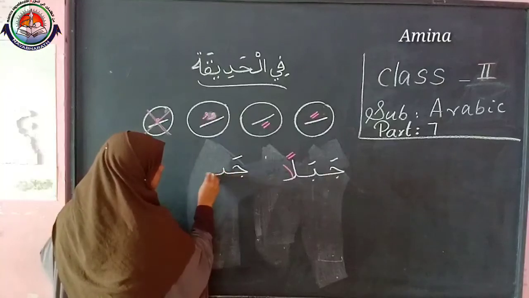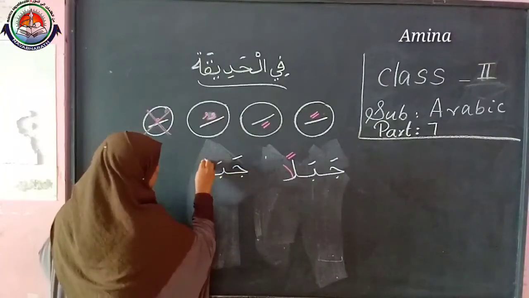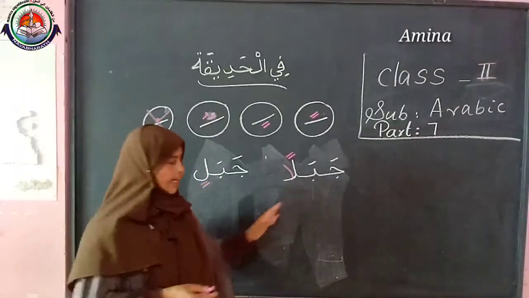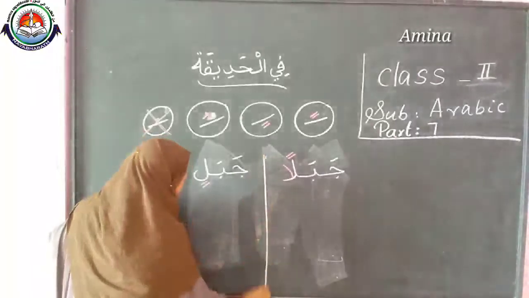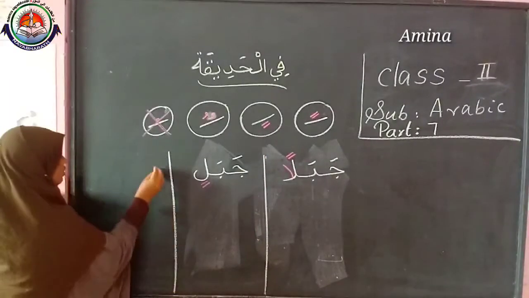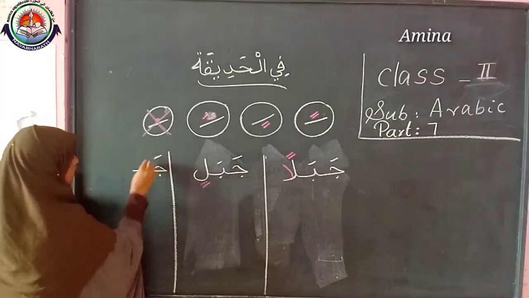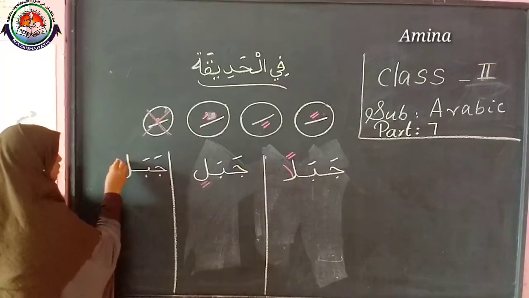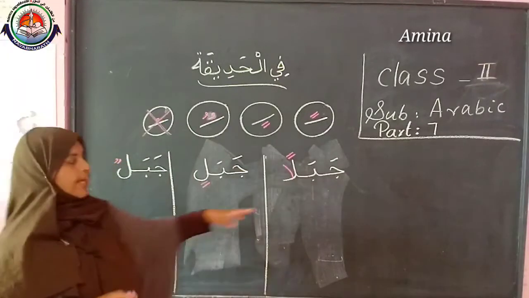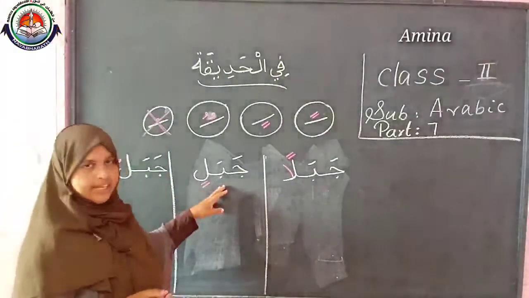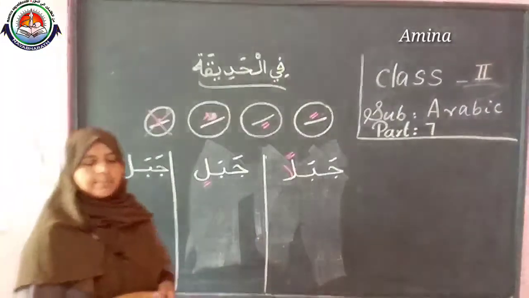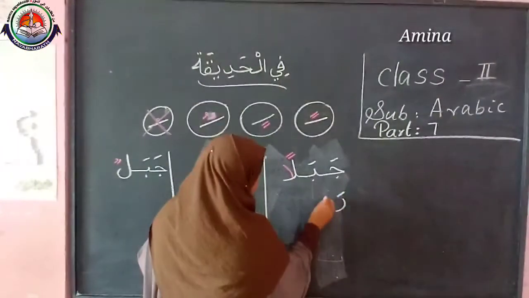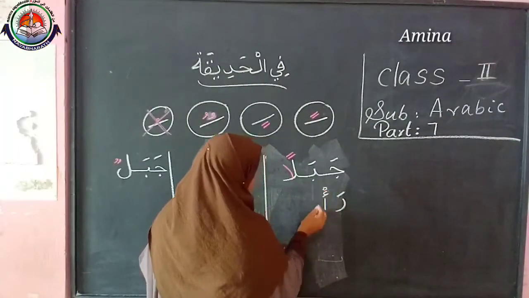Ja, ba, jabal, jabalin, jabalan, jabalin, jabalun, ja, ba, jabal, jabalun. Okay, jabalan, jabalin, and jabalun. Next one, ra.